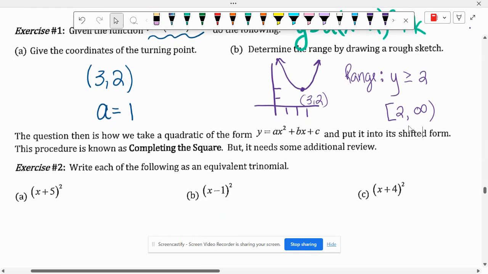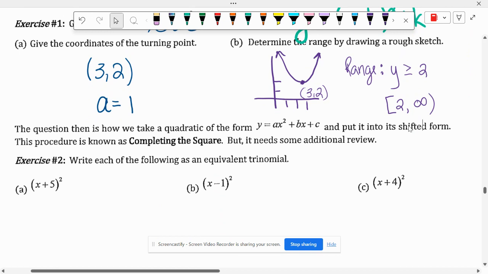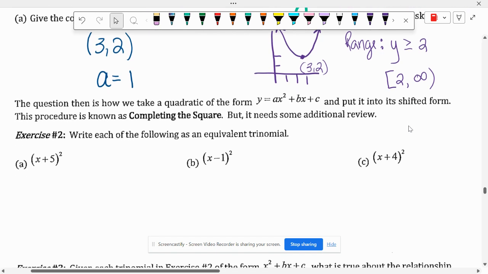Got it? We all good with that one? So the question then is, how do we take a quadratic form that's written in standard form and put it into vertex form? And we do this by completing the square, but it needs some additional review.